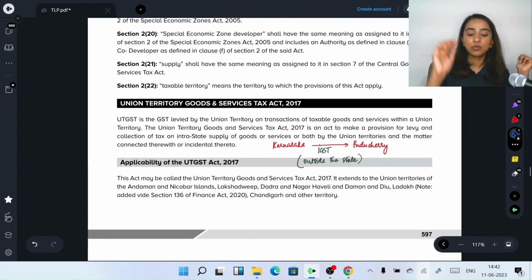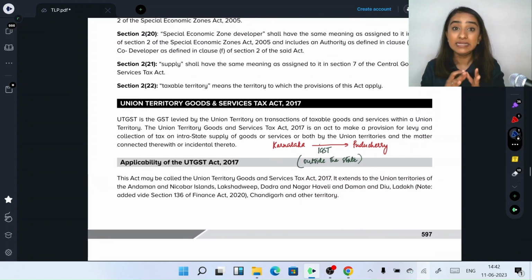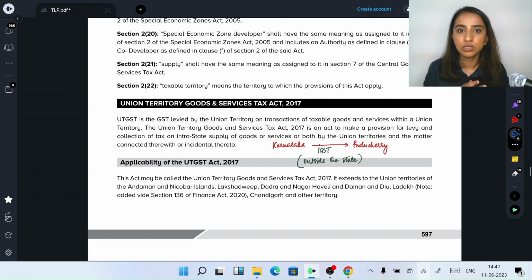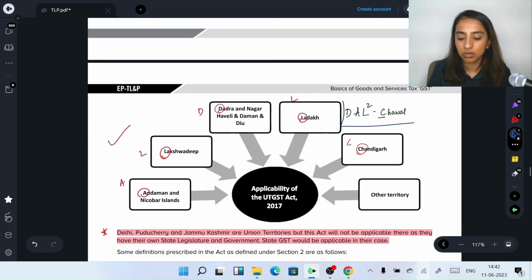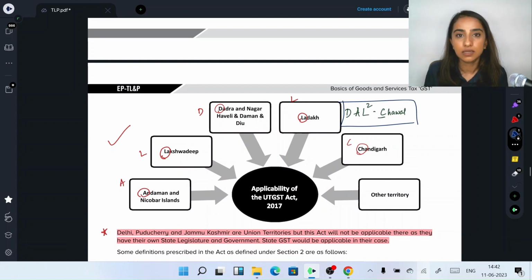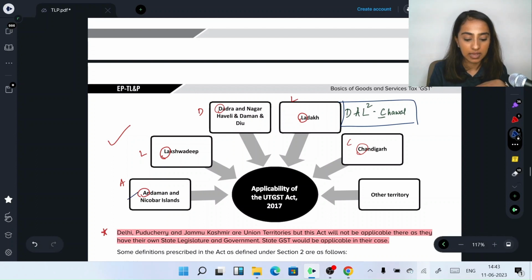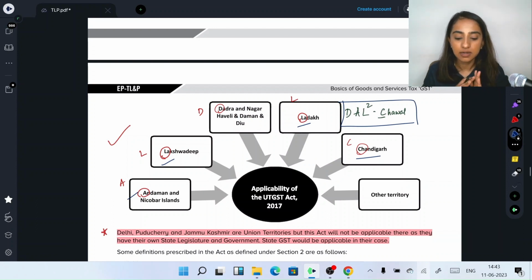So we spoke about what is IGST. IGST is an interstate supply of goods and services. What is UTGST? UTGST is applicable to Union Territories of India, right? So what are the Union Territories of India? I have just made one small mnemonic for you. Union Territories of India are Dal Chawal: D for Daman Diu and Dadra and Nagar Haveli, A for Andaman and Nicobar Islands, L for Lakshadweep and L for Ladakh, C is for Chandigarh. So all these are 5.